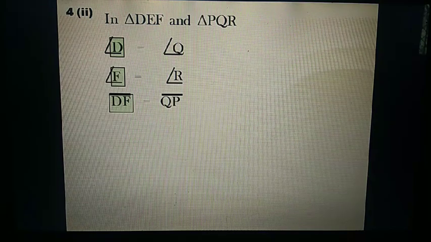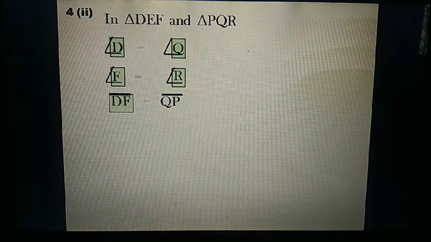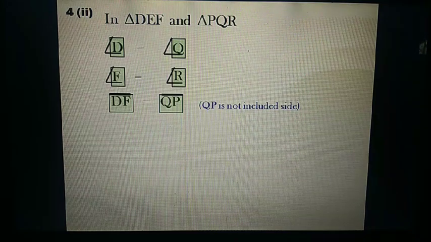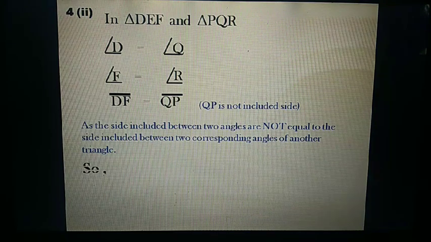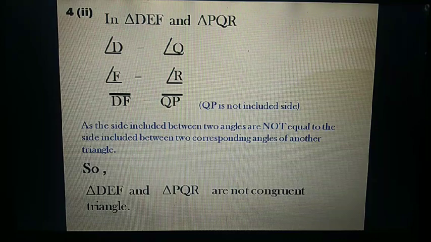On the right side, angles given to you are Q and R. Now, the included side will be QR, but here it's given QP. So QP is not the included side. Yes, as it's not an included side, the side included between the two angles is not equal to the side included between the two corresponding angles of the other triangle, so we can say that the triangles are not congruent. I hope the clarification is clear.